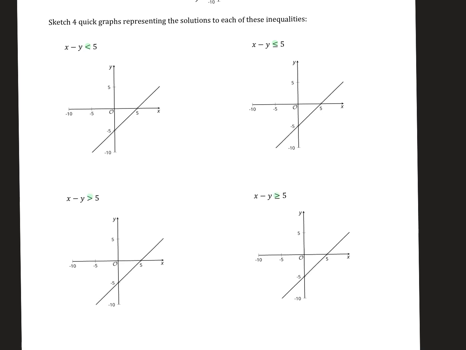So the line's not going to change. All of those points on the line are going to stay the same. What will change every time is if it should be a solid line or a dashed line, and which side of that graph you're shading in. So the first thing you want to do is decide solid line or dashed line. If we look at the first one, it says x minus y is less than 5. That tells me this is going to be a dashed line. So the whole thing isn't solid. This is a dashed line.